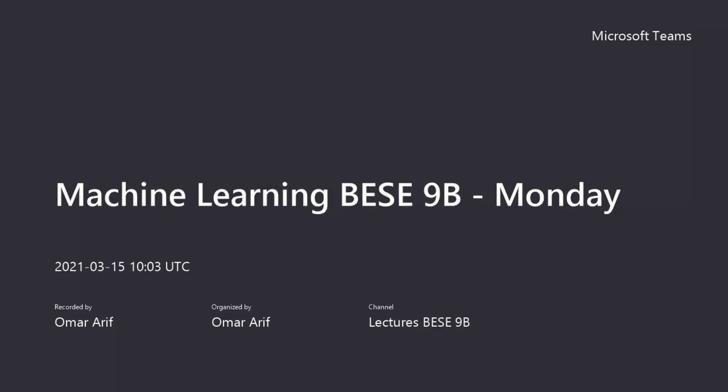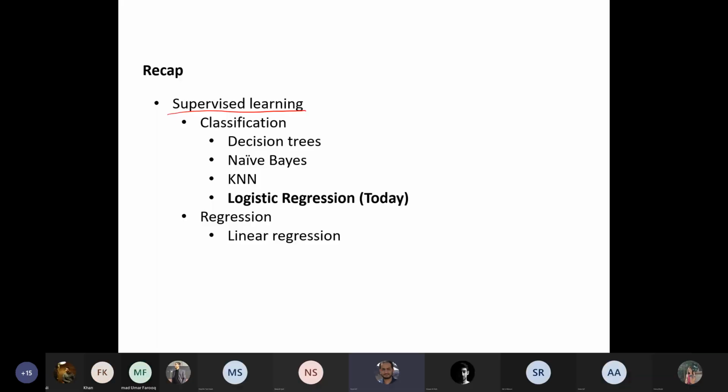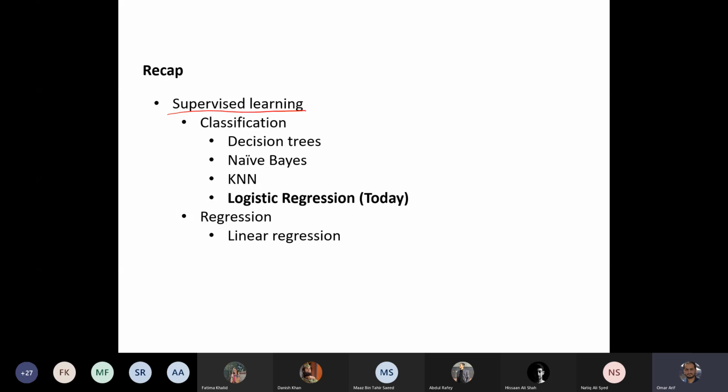Logistic regression is another supervised learning algorithm, and it falls in the category of classification. The other algorithms that we have already looked at in the classification domain are decision trees, naive Bayes, and KNN. Today we're going to look at logistic regression, which is also a classification problem.